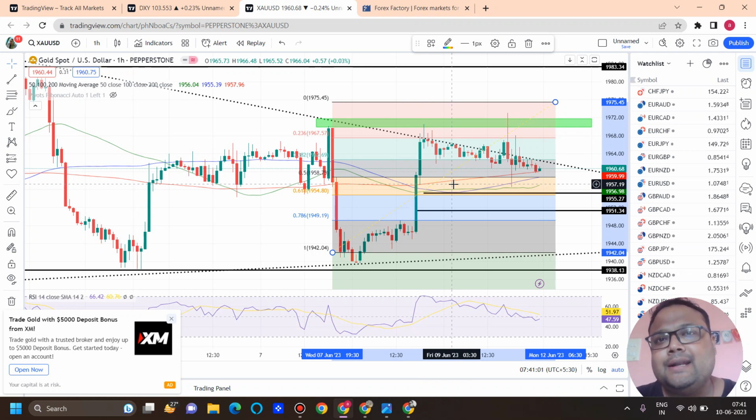Keep in mind, this is my analysis. I can be wrong as well. So follow proper risk management, do your own research and analysis. Do not gamble.